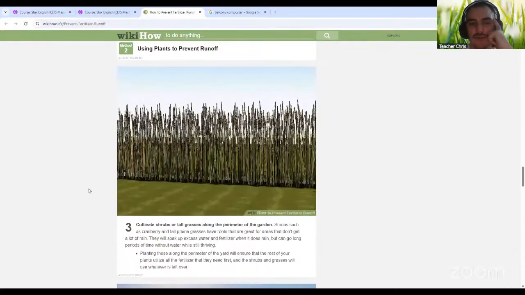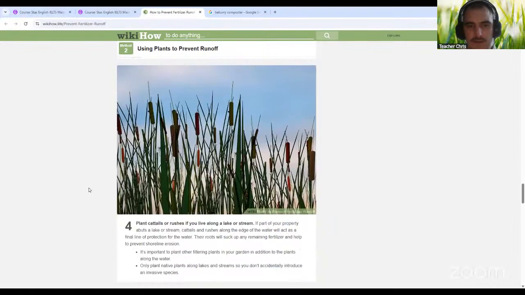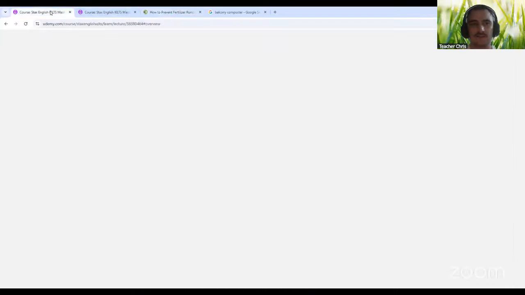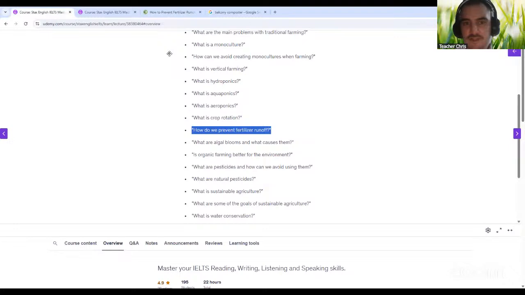You can cultivate shrubs or tall grasses around the perimeter of the garden or the farm, and these will absorb extra water and fertilizer. You could plant cattails if you live alongside a river, lake, or a stream. These are plants that love water, and they absorb lots of it. They'll suck up all the remaining fertilizer and stop it from going any further. They will also prevent shoreline erosion. So these are some great pieces of advice for preventing fertilizer runoff.